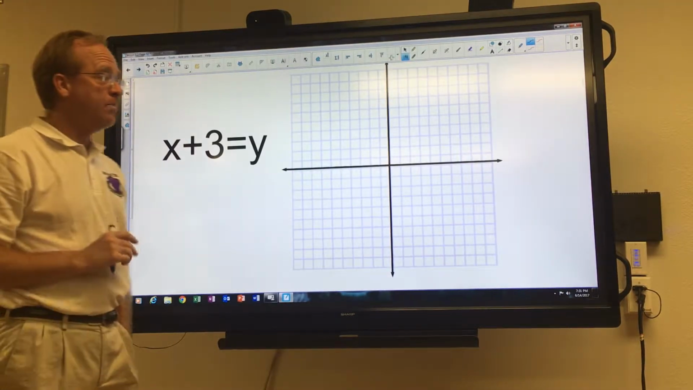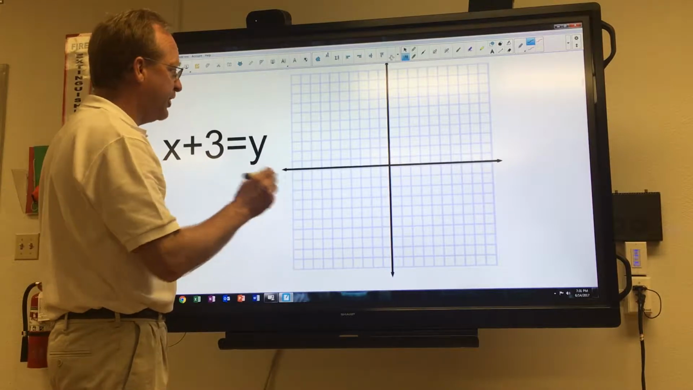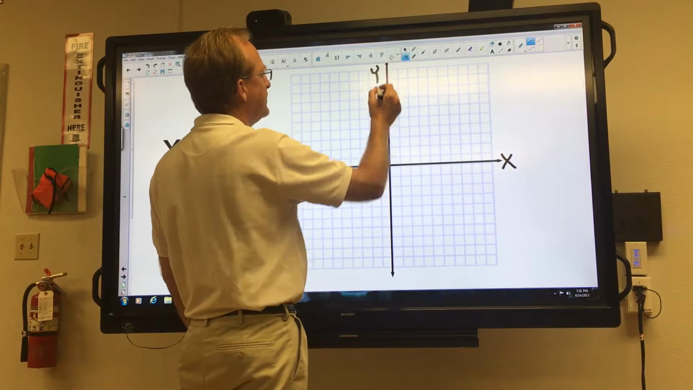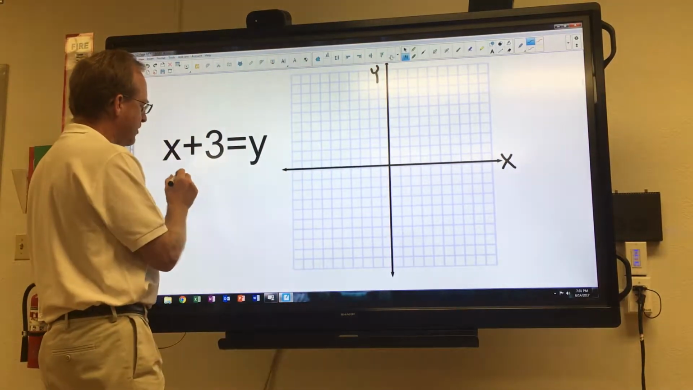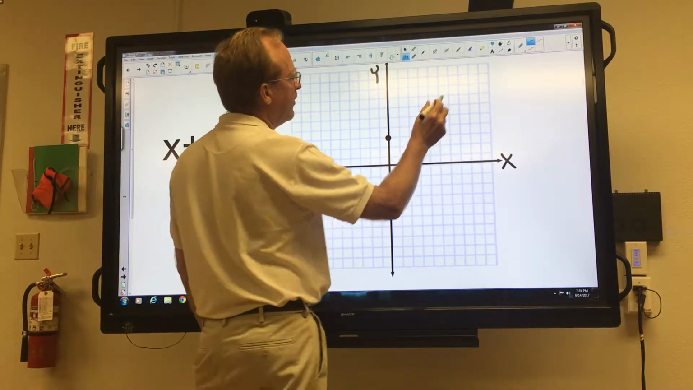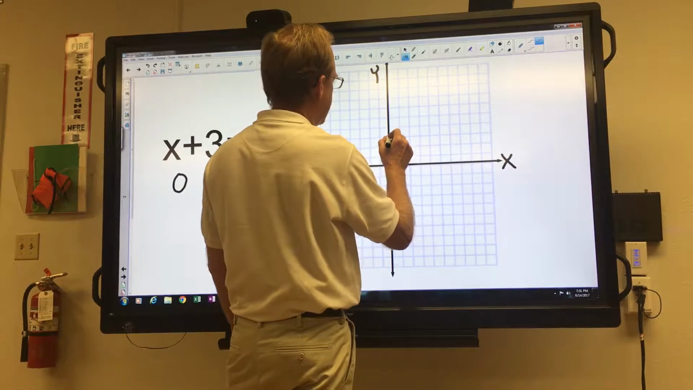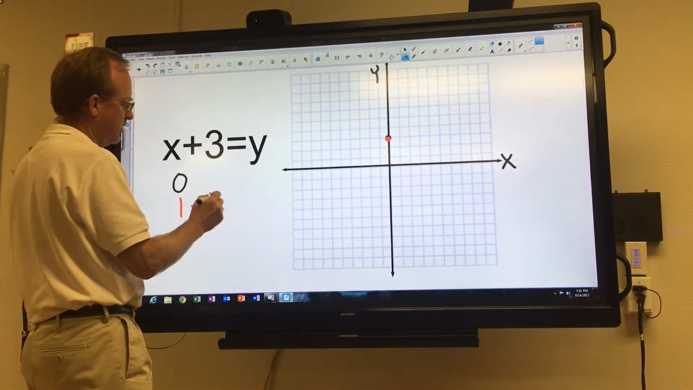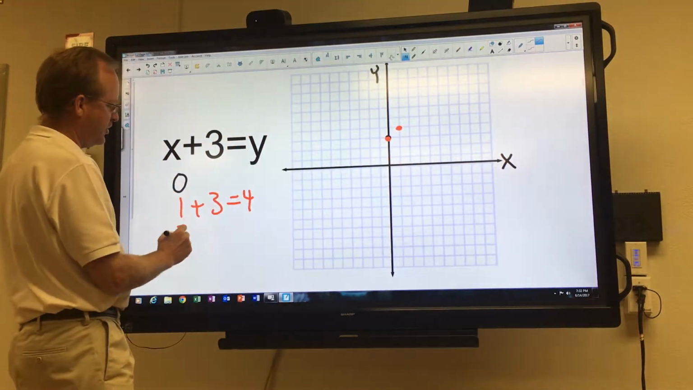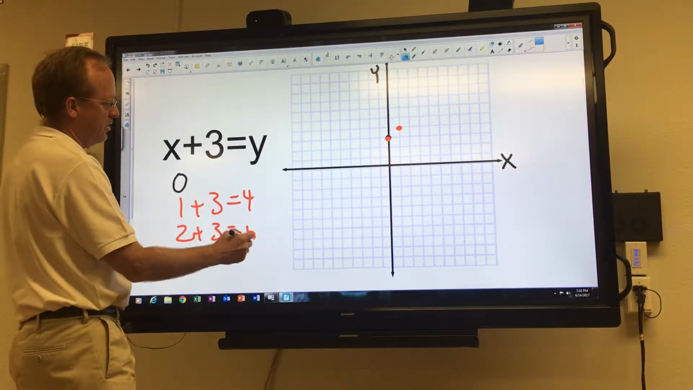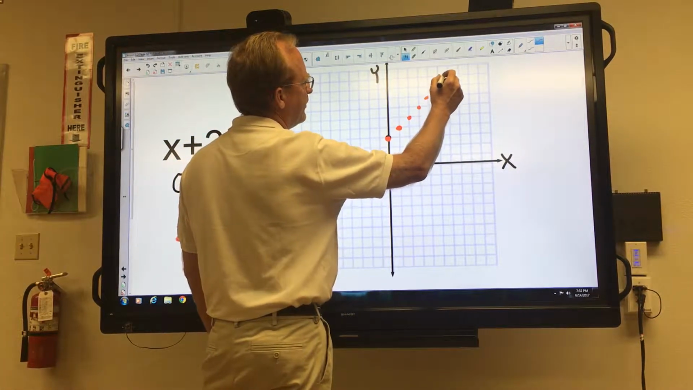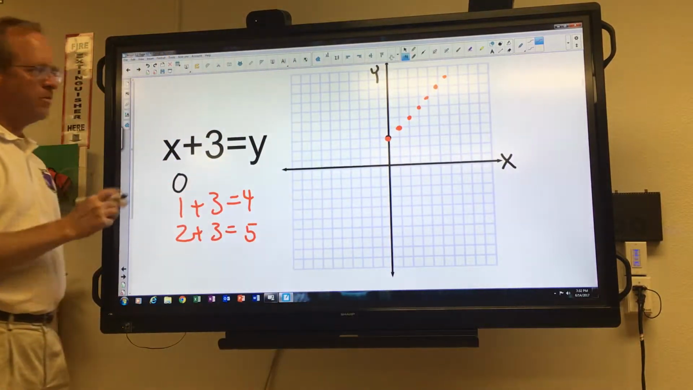Now there's another way you could map this relation. You could put it onto a graph. So let's say these are the x's and these are the y's. So again, let's go 0. If x is 0, y is 3. If x is 1, y is 4. X is 2, y is 5. And you can see I'm graphing this. I'm creating this relation, and it would go on like this.